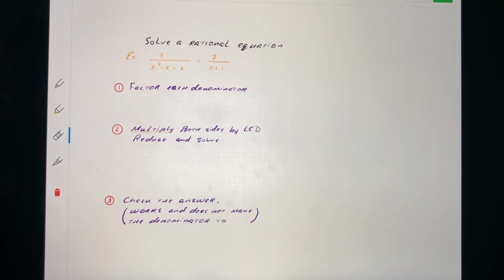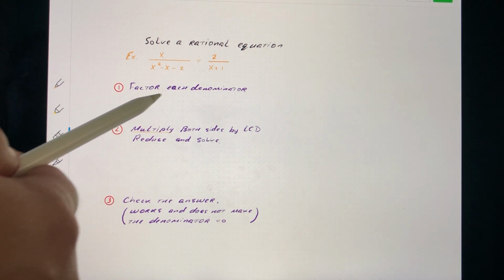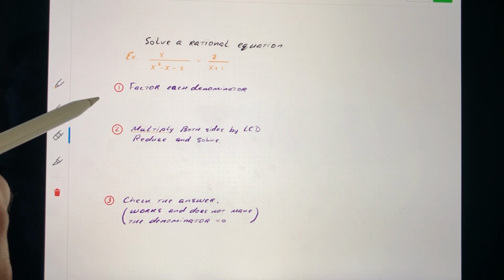Hello, in this video let's talk about solving a rational equation. Rational equation means it has a ratio, so we have a division of two polynomials, and equation means it has an equal sign. So there are three steps to solving this.